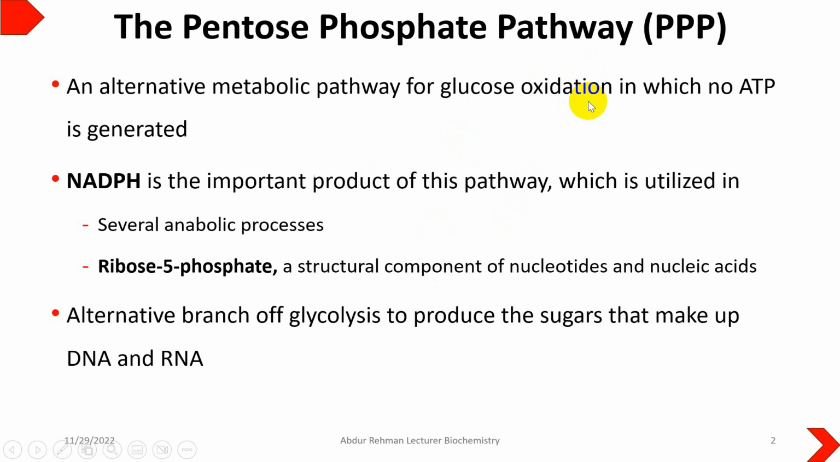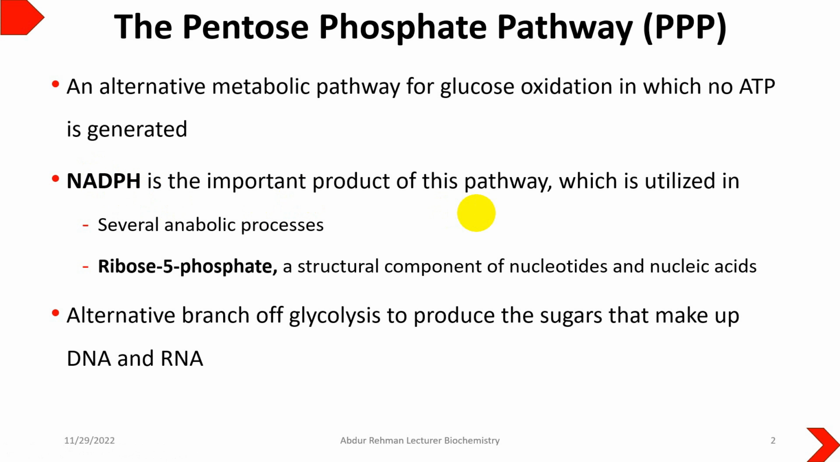for ATP production. The rest of the pathways which we have discussed in carbohydrate metabolism are mostly utilized for ATP production or for the regeneration of ATP, but the purpose of this pathway is not ATP production. Rather, it gives you a molecule of nicotinamide adenine dinucleotide phosphate, and it is the most important product of this pathway because it has a role in certain anabolic processes.